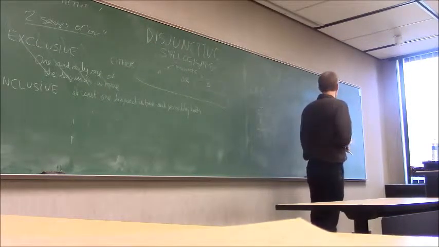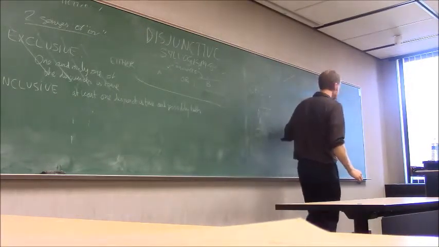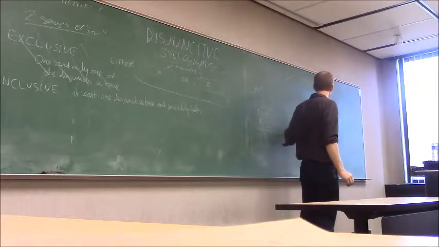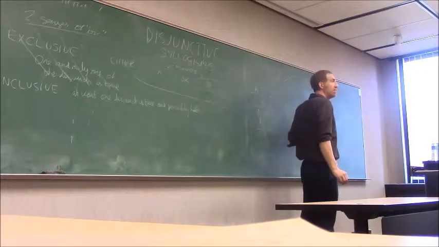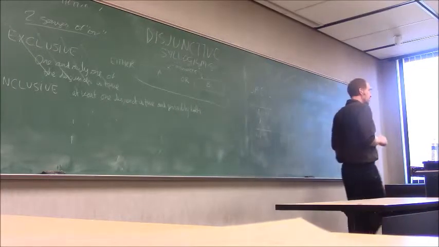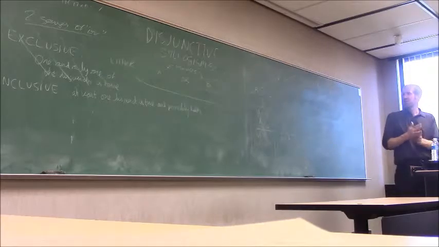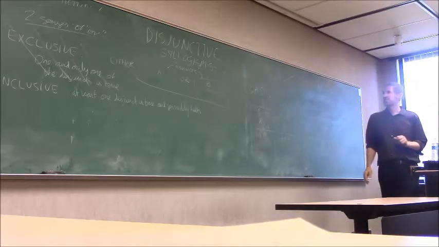Okay, sure. The valid form for disjunctive syllogism is when the second premise denies one of the disjuncts of the first premise. And that's all you really need to know about disjunctive syllogism.